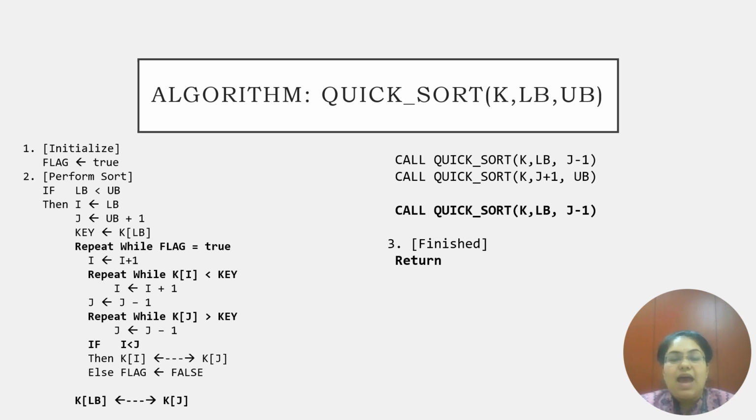The same thing will happen with the third recursive call, where the lower bound starts where it is located and the upper bound will be j minus 1. So we can do these things until our unsorted array is sorted.